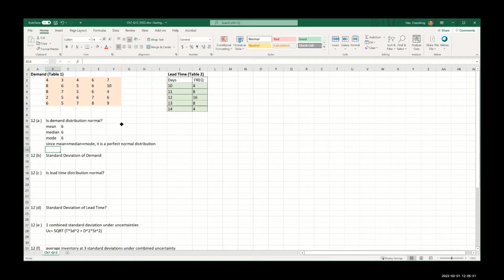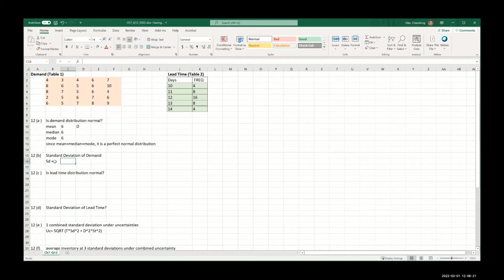Now, what's the standard deviation of demand? Let's give it a letter. Let's put it as a D there. What's the standard deviation of demand? Let's put it as SD, standard deviation of demand. Let's put it here.